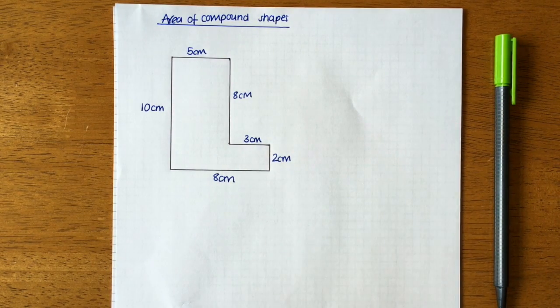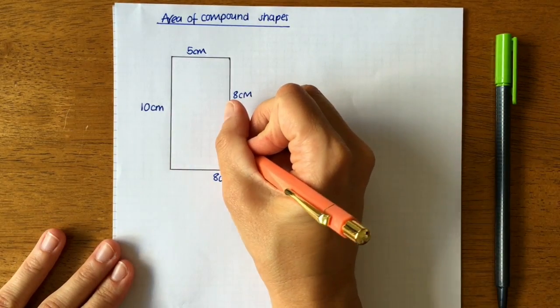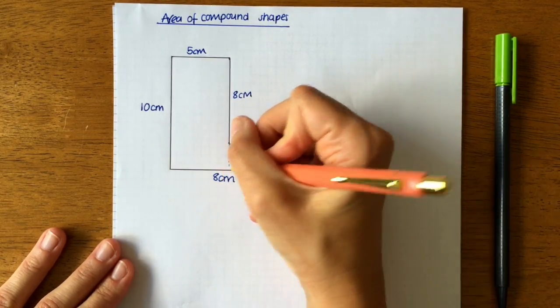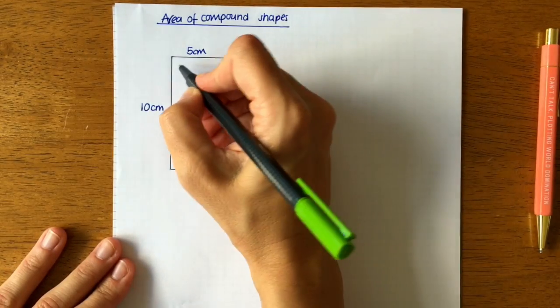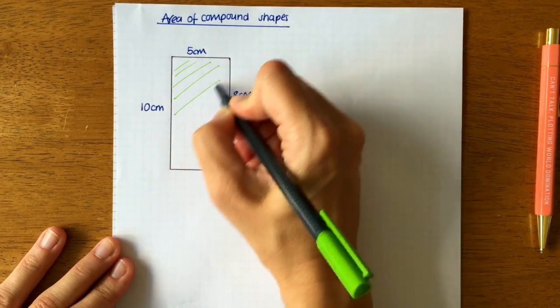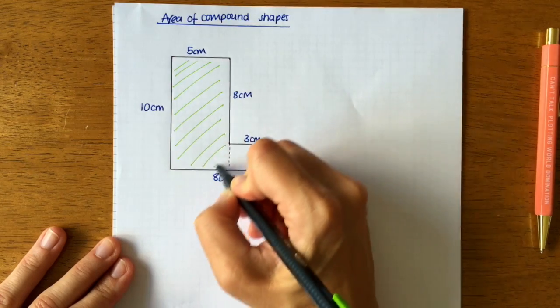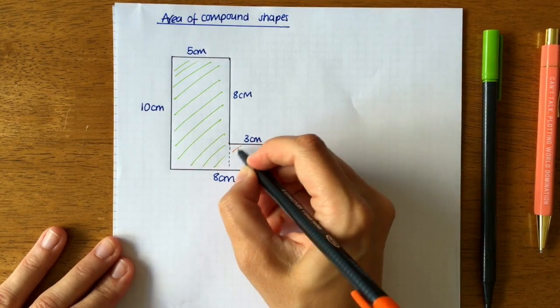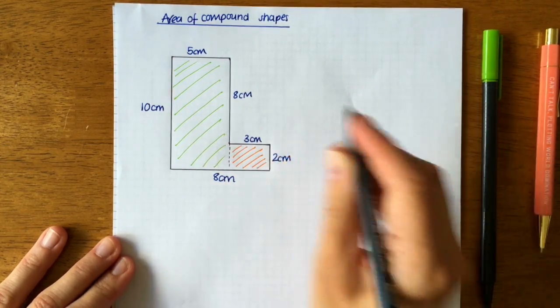So as per last lesson, you will need two colours to do this, okay? And you're going to split your shape into two. So that's the first thing I'm going to do. I'm going to split my shape, okay? And I'm going to do this rectangle as my green one. And then I've got this little rectangle here as my orange one.